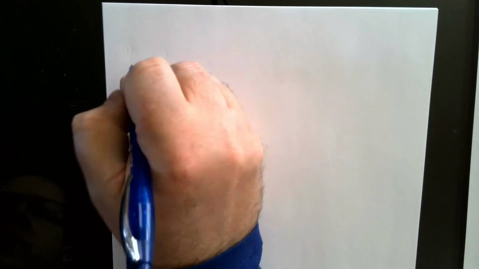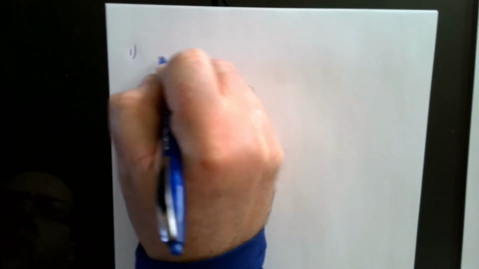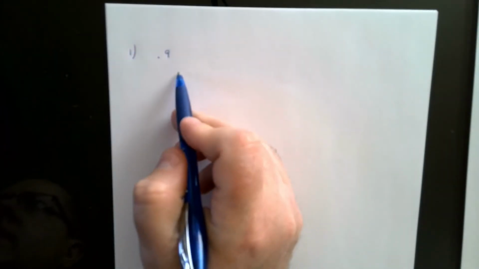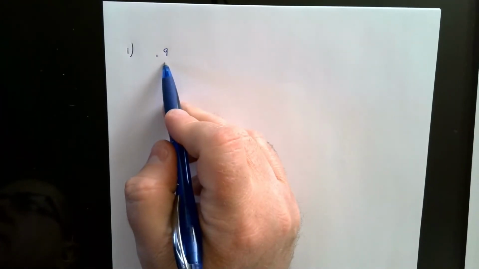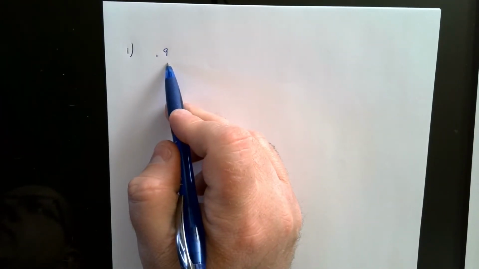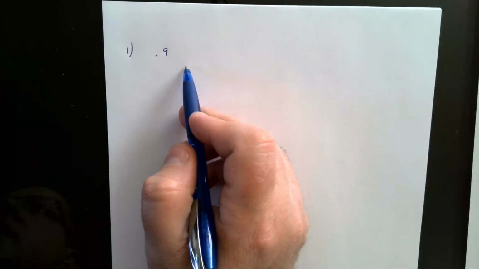Hi everyone. Today we want to focus on repeating and terminating decimals and fractions. So if we start with the decimal of 0.9 and we want to turn this into a fraction.